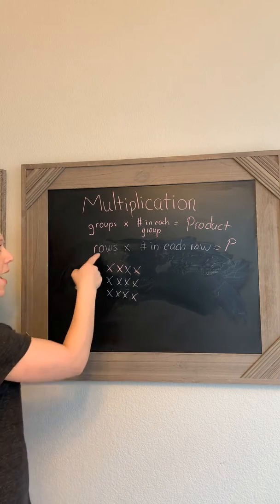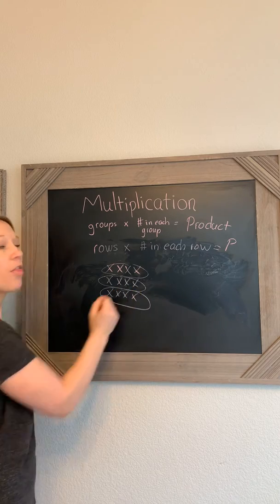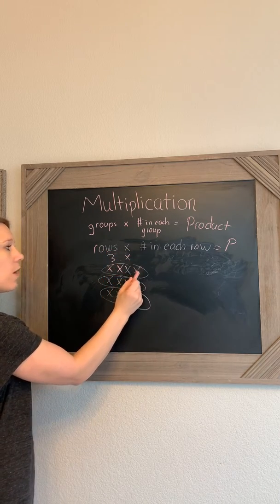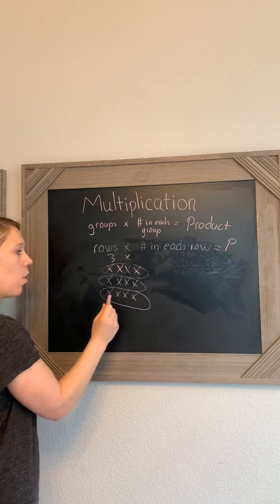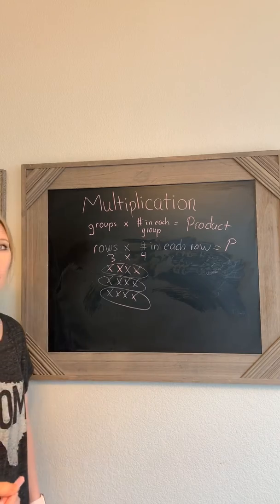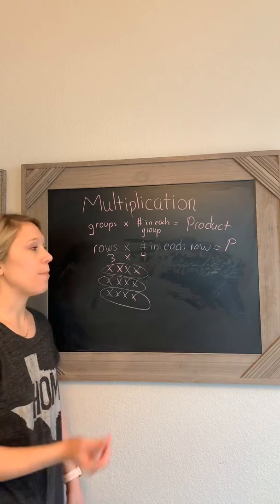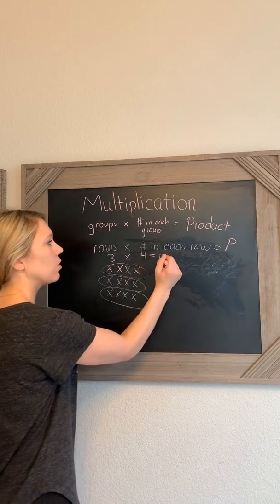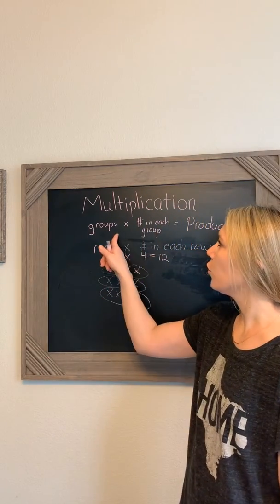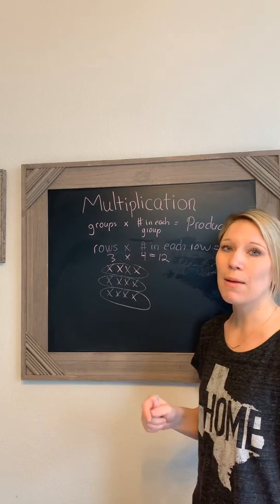So if I have this array, how many rows do I have? I have 1 row, 2 rows, 3 rows. And there's 1, 2, 3, 4, 1, 2, 3, 4, 1, 2, 3, 4. So there's 3 rows, and there's 4 inside of each row. So then 3 times 4, when you count all of them up, would be 12. So remember, when we are multiplying, it's groups times the number in each group, or rows times the number in each row, okay?